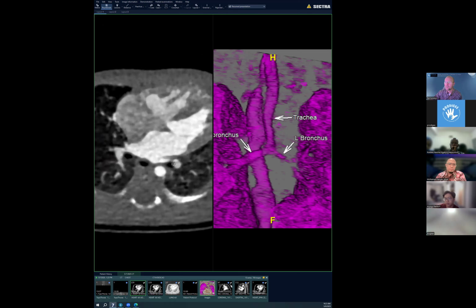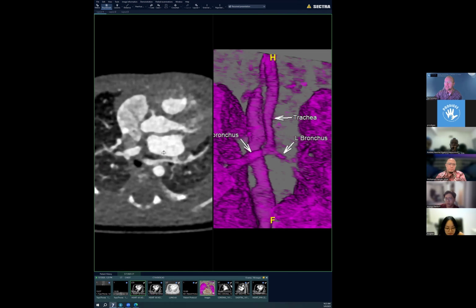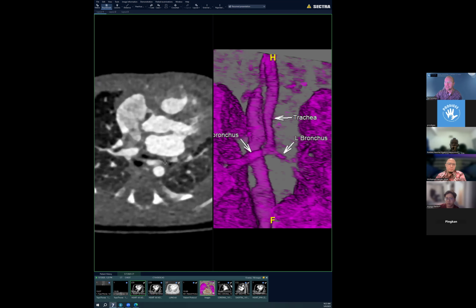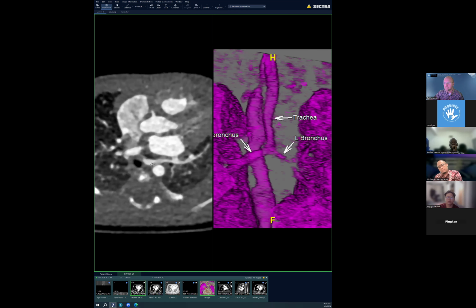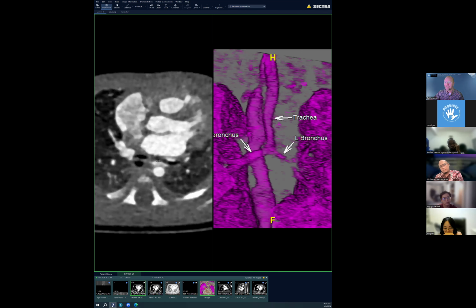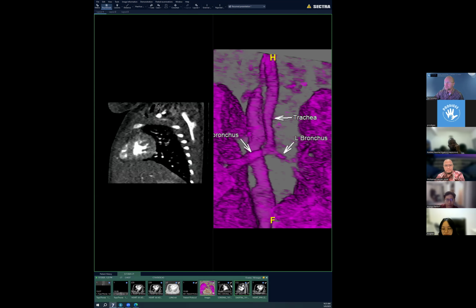But for whatever reason, the left main bronchus is also compressed, and it may very well be because of this pulmonary artery coursing downwards posteriorly along with the heart causes some obstruction. I'm going to show you the sagittal view.